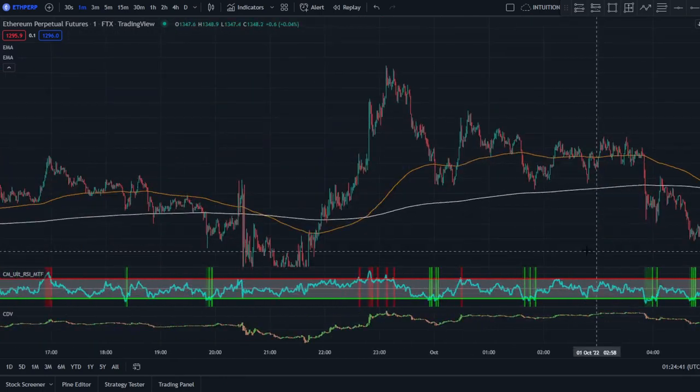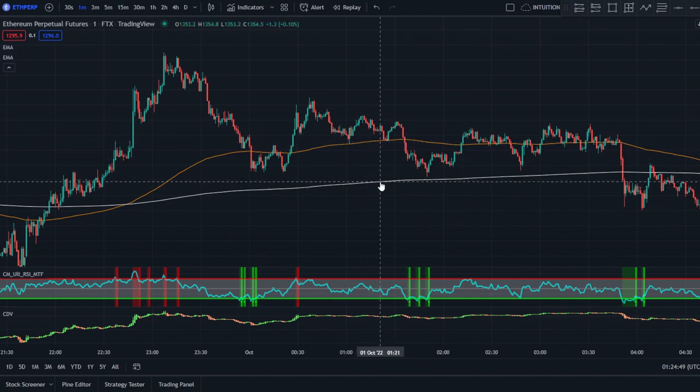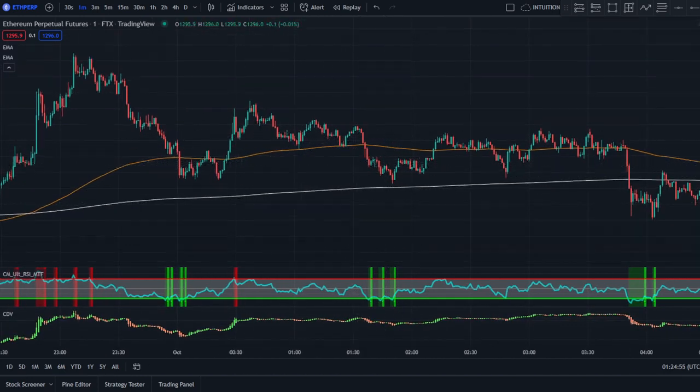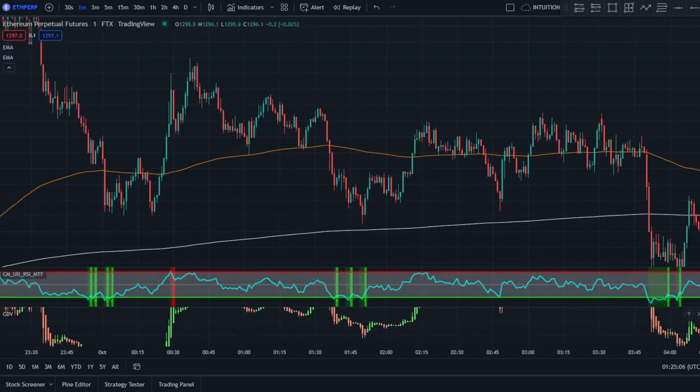So let me find a trade. Right here you can see that we only take long positions when the orange EMA, which is your 200 EMA, is above the white EMA, which is your 1000 EMA. And for that, we are only looking at long positions here. Next up, what we're looking for is a bright green signal followed by a green color indication on the cumulative delta volume. So let me show you guys.